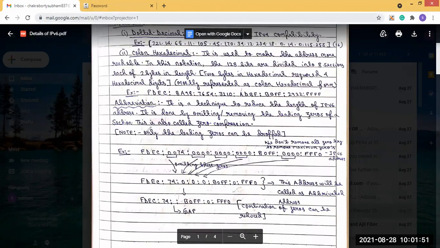See, it looks like the example. If we go to it, then the example will look like this. You see, FDEC means total how many sections will be present? 8 sections will be present. You see 1, 2, 3, 4, 5, 6, 7, 8. And each section contains how many bytes? Each section contains 2 bytes. That means each section contains 16 bits, and 2 bytes in hexadecimal require 4 hexadecimal digits.